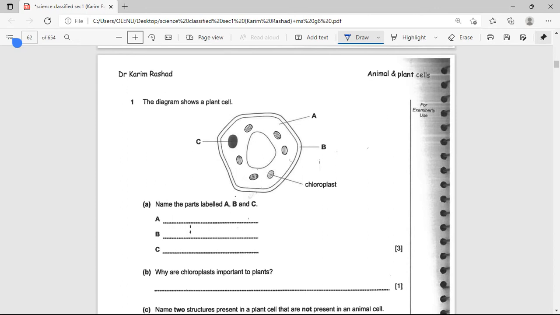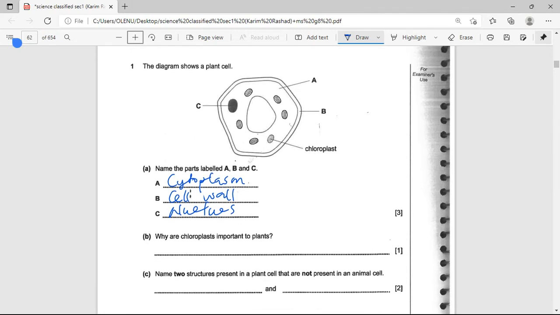Next question is, the diagram shows a plant cell. Name the parts labeled A, B, and C. A is the cytoplasm. B is the cell wall. And C is the nucleus. Now, why are chloroplasts important to plants? Chloroplasts produce chlorophyll, that traps sunlight for photosynthesis.